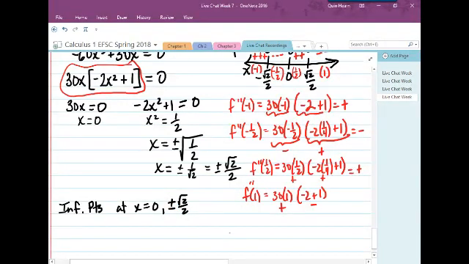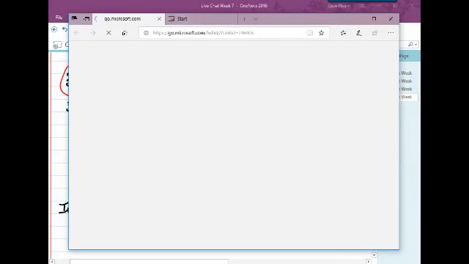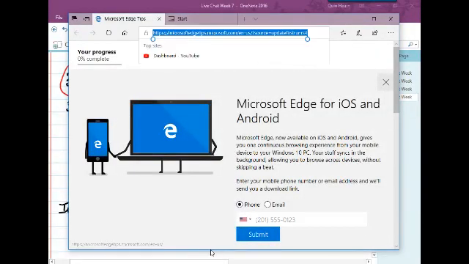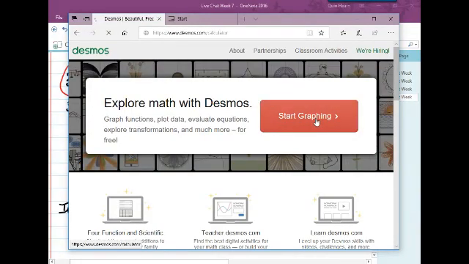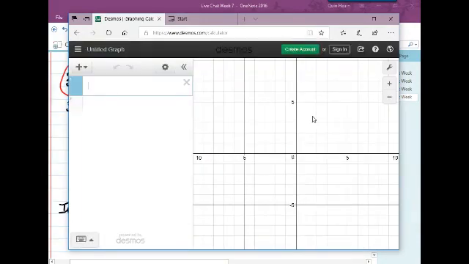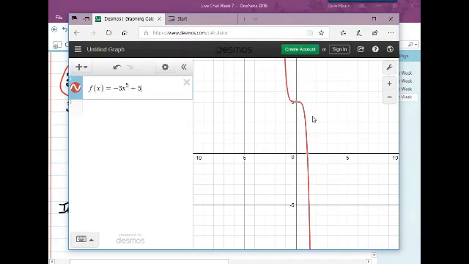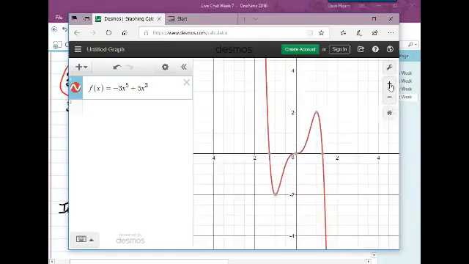Now, just to show you that that kind of makes sense, I want to pull up the Desmos.com grapher and show you what the graph of the original function would look like. Okay, so the original function was f of x equals negative 3x to the 5th plus 5x to the 3rd. And I'm going to zoom in a bit.